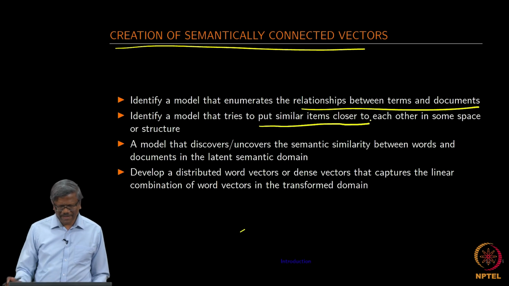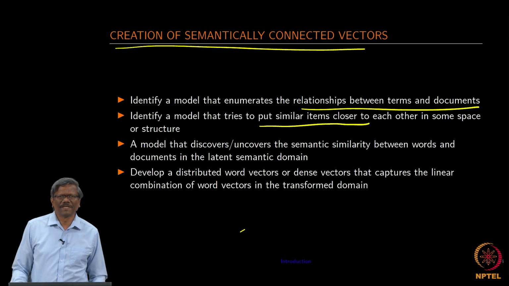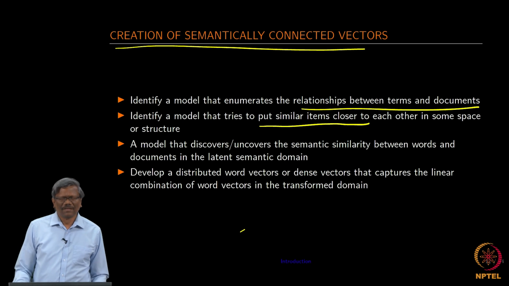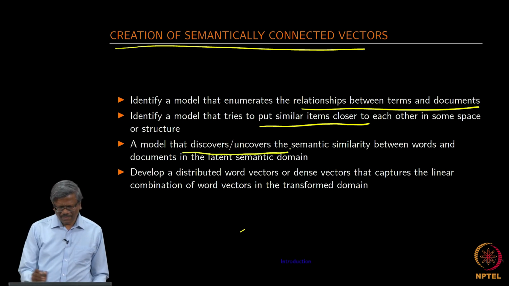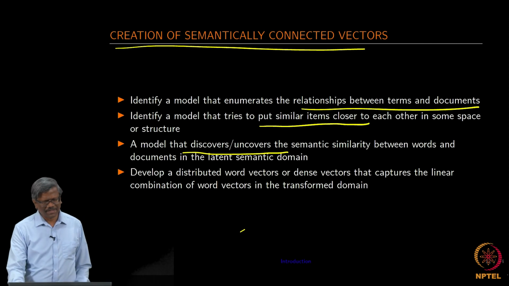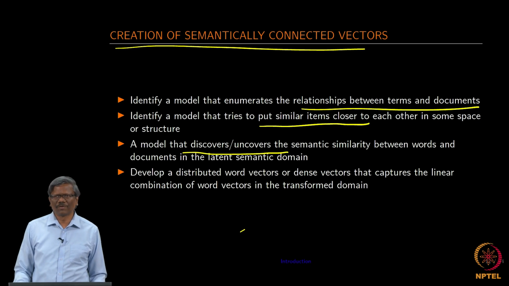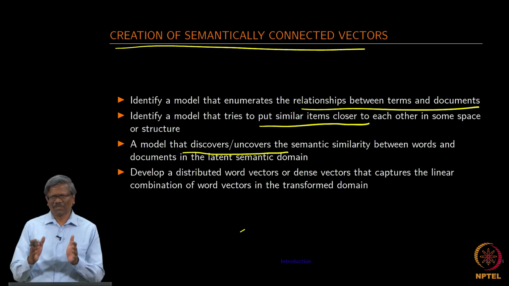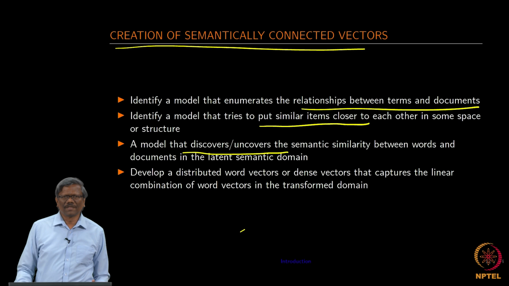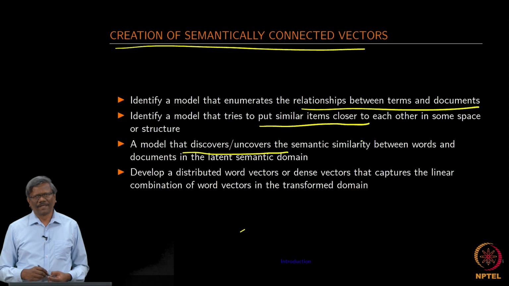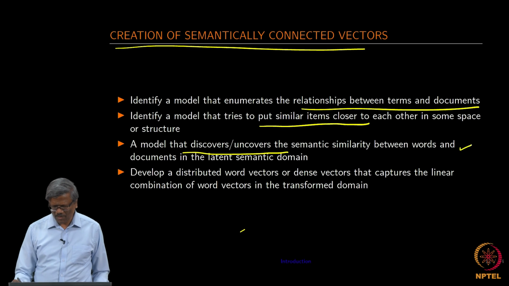So, as I mentioned earlier, we need to be able to put similar items closer to each other in some space or structure. A model that discovers or uncovers the semantic similarity between words and documents in the latent semantic domain. So, is it possible for me to translate the terms and documents from one domain to a different domain, so that I will be able to uncover the relationship? So, we look at that as one of the important aspects as we move along.